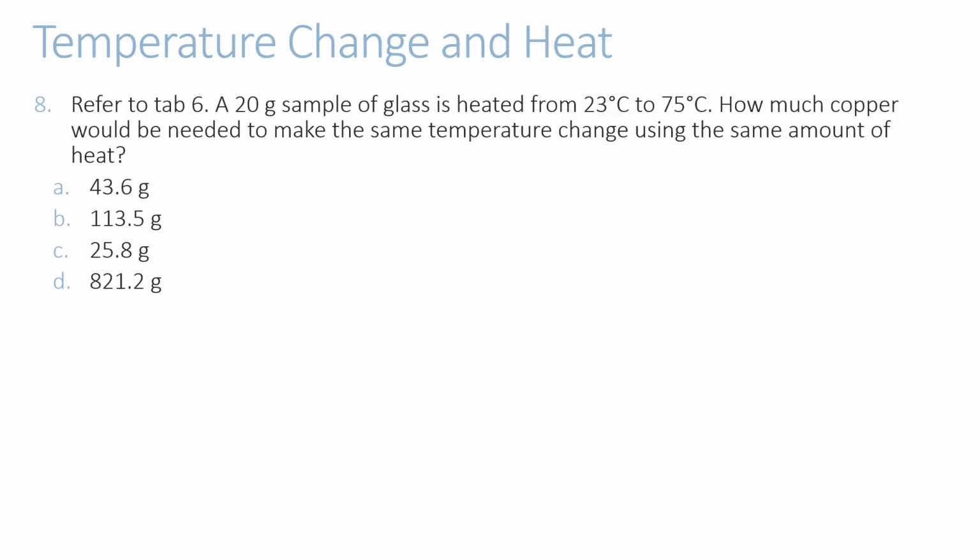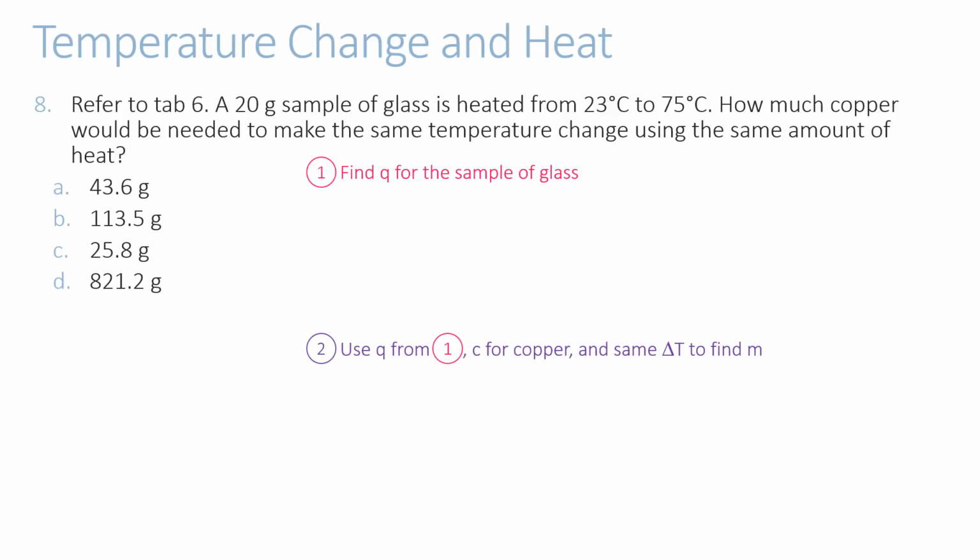Question 8, refer to tab 6. A 20-gram sample of glass is heated from 23 to 75 degrees Celsius. How much copper would be needed to make the same temperature change using the same amount of heat? So this is a 2-step problem. First, we're going to find Q for the sample of glass. Then we'll use that value for heat, the specific heat for copper, and the same delta T in order to find the mass of copper, which would give us the same temperature change.